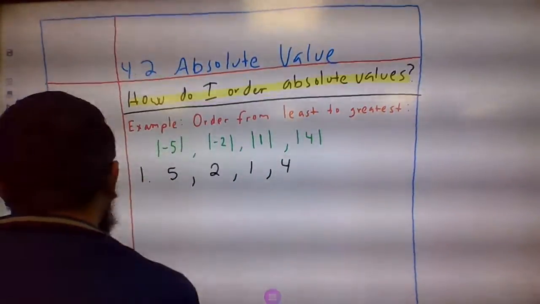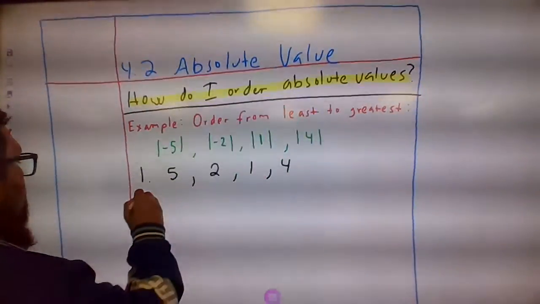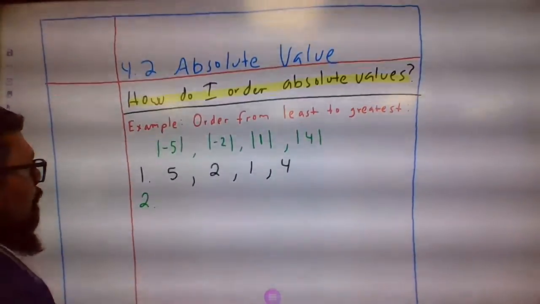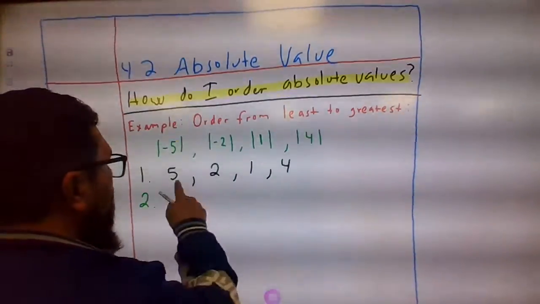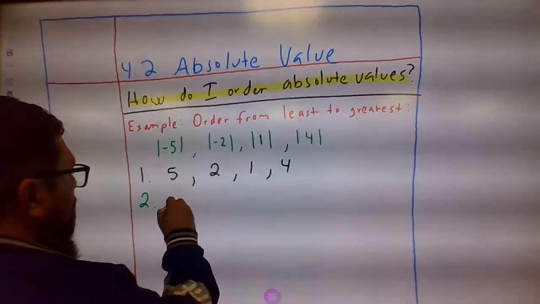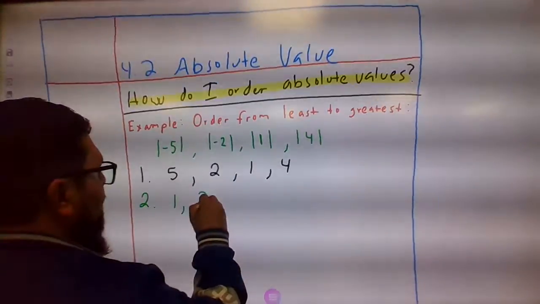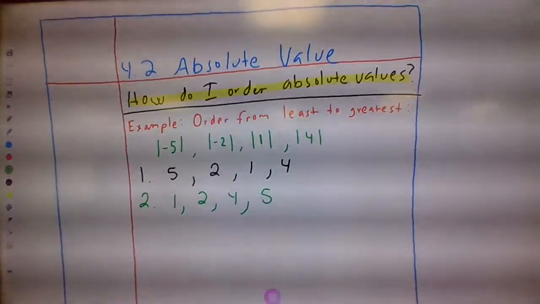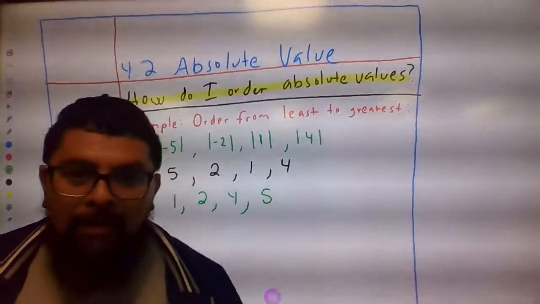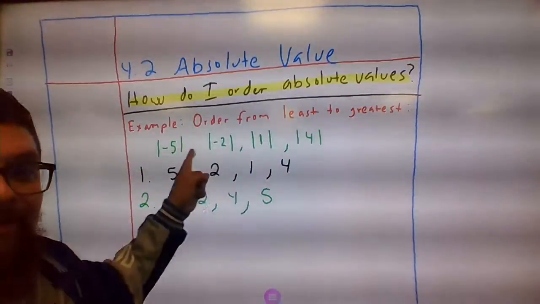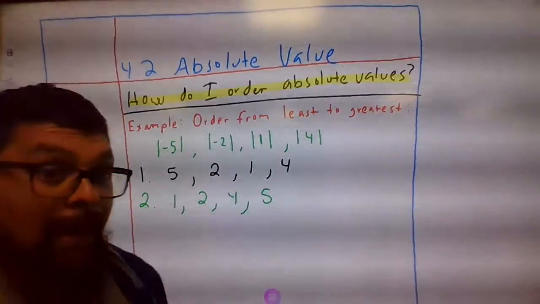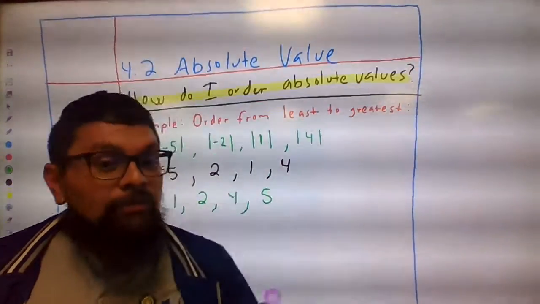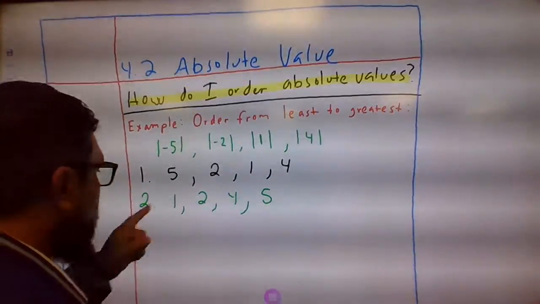Now let's put them in order from least to greatest. Step 2. So we have 1, 2, 4, and 5. It looks like this is first, this is second, then this is third, and this is the last one. So look, now we have them in order. We can't put them in order when they're like this. You can't. You can try. If you can do it, then you know how to do this. Great. Okay, so this is step 2.